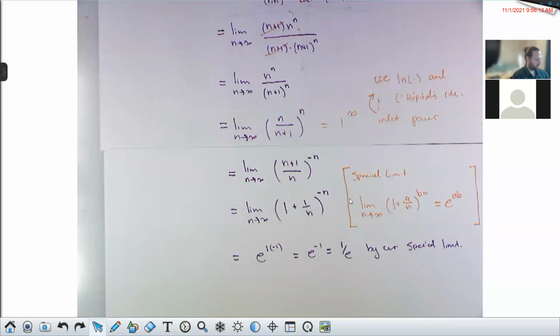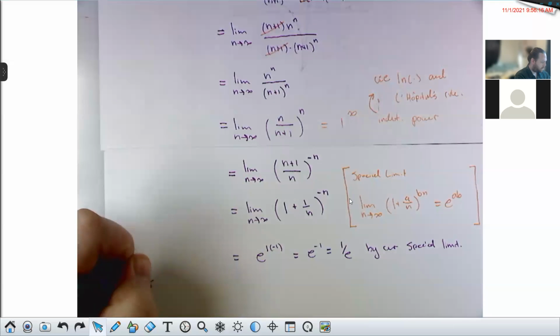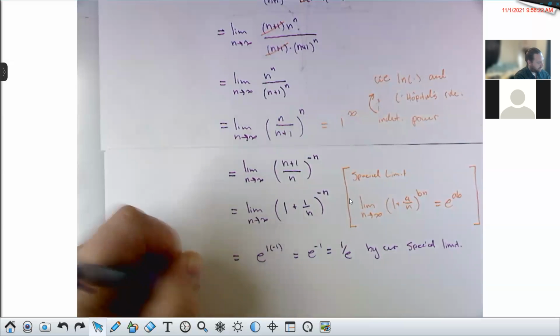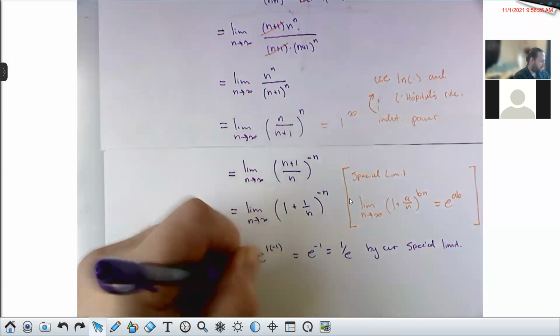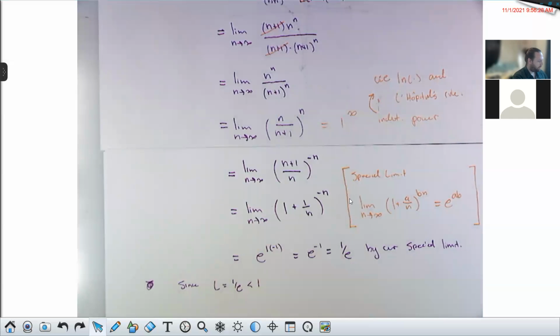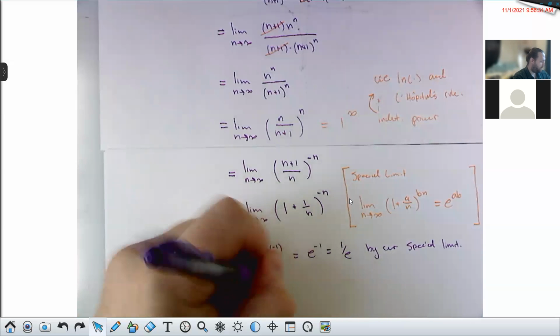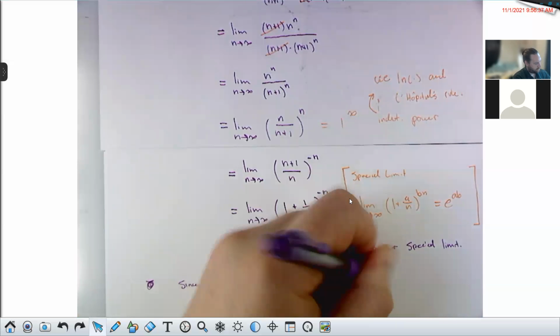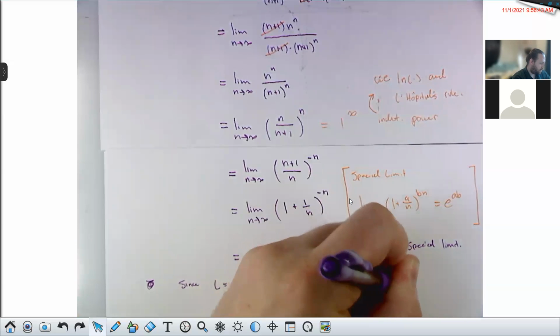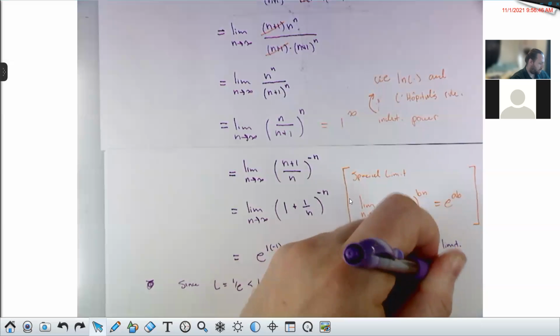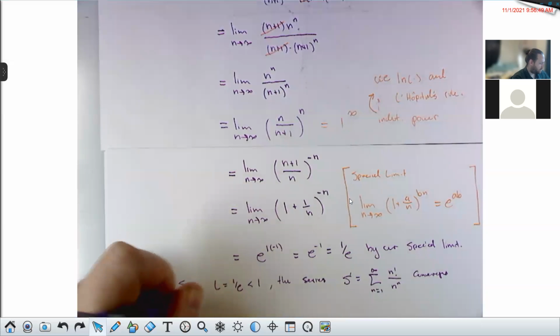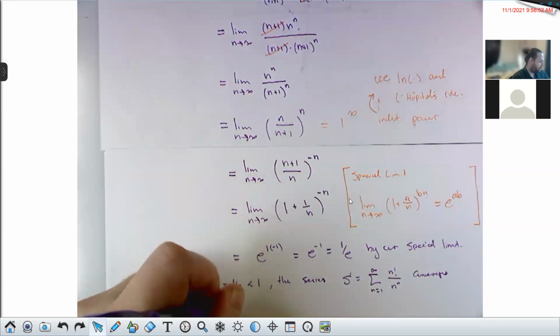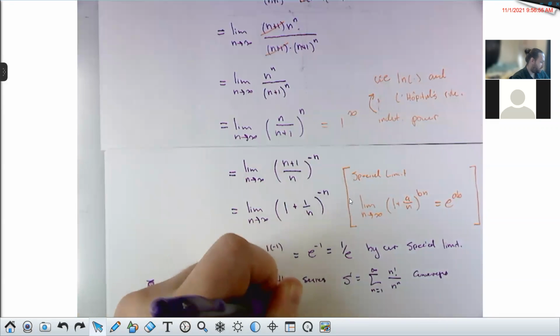Okay, so the result here, I'm not done yet. Say it like this: since L equals 1 over e is smaller than 1, e is kind of close to 3, so 1 over e is kind of close to 1/3. A series S equals sigma n from 1 to infinity n factorial over n to the n converges absolutely by the ratio test.